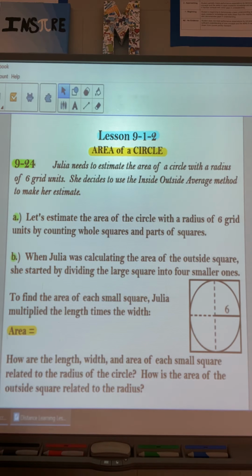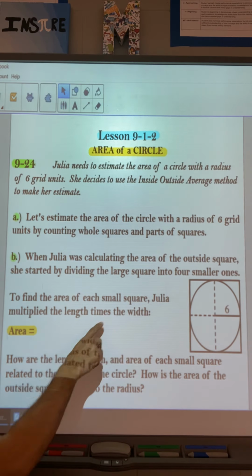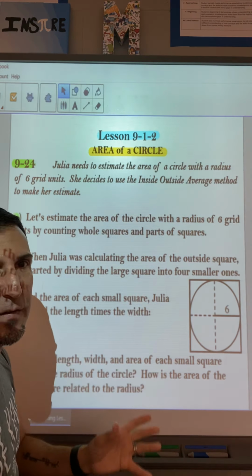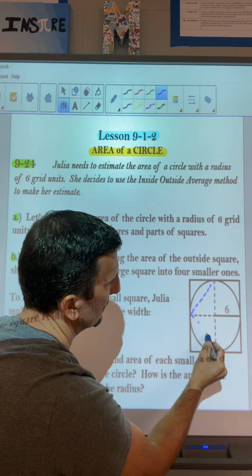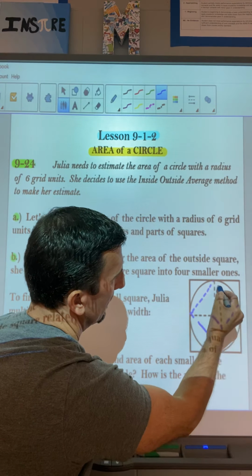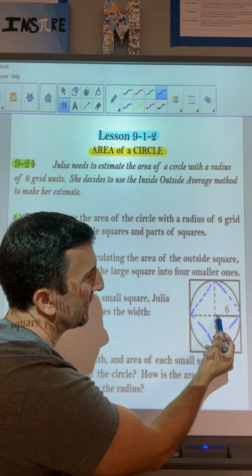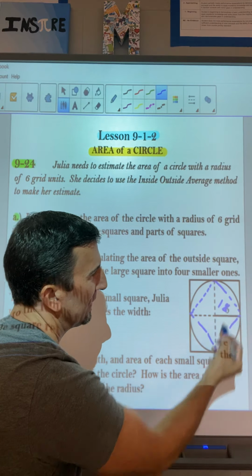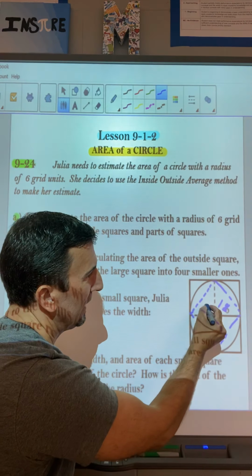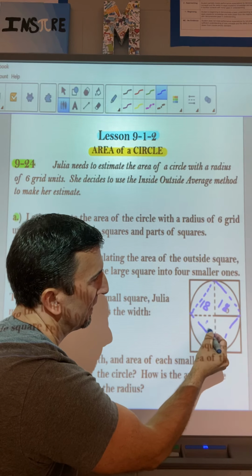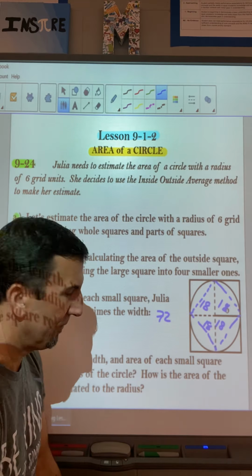Okay, so that was A. So now what they want us to do to find the area of the small square, Julia needs to multiply the length times the width. So we want the small square. Okay, so we do 6 times 6 is 36, and half of 36 is 18. Inside, first, 18 and 18 is 36. 36 and 36 is 72. So that's the small one.